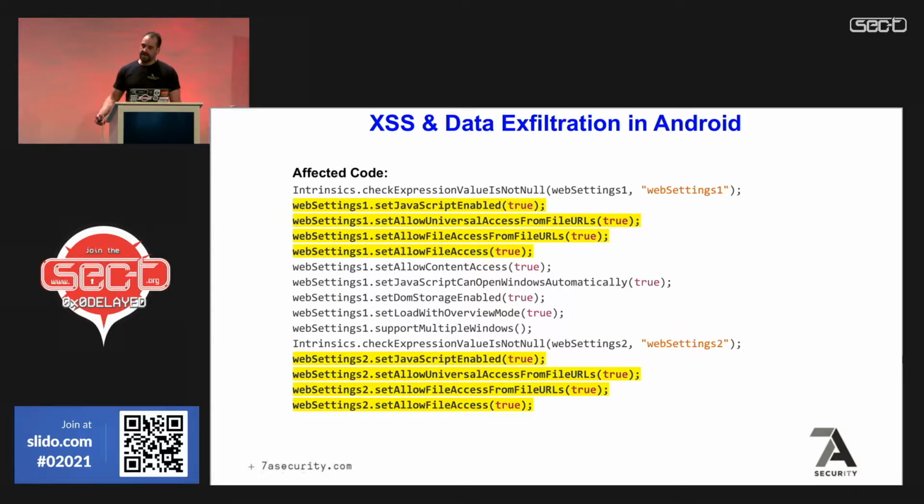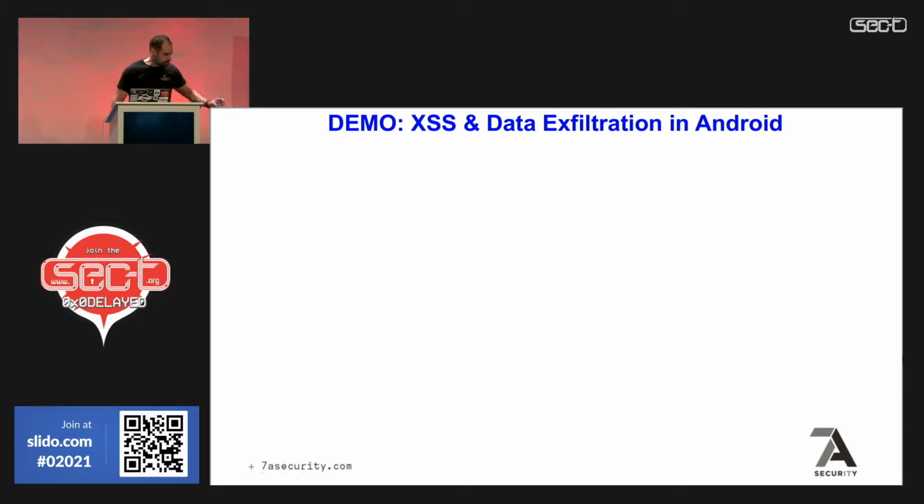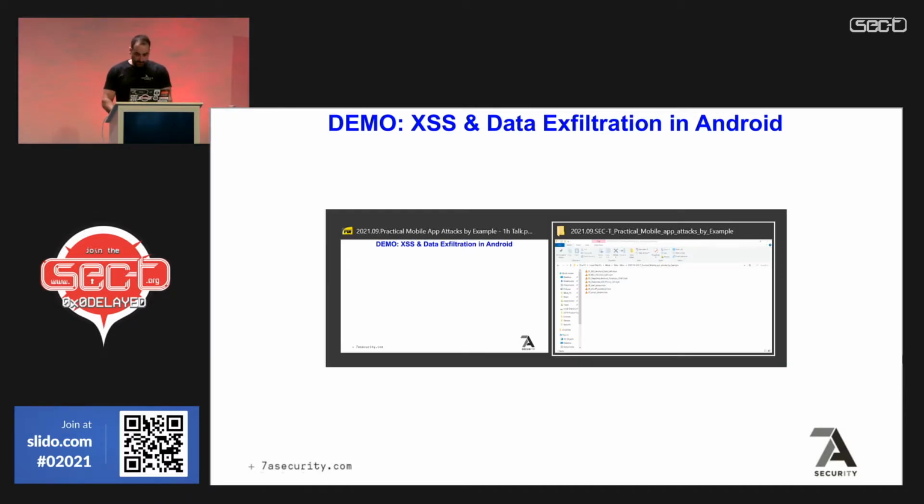In modern versions of Android, you need to have certain insecure settings. Before, this used to be the default, but this was only up to Android 4. Now the developer kind of has to shoot himself in the foot to do this, right? So you need to have JavaScript enabled, and universal access from file URLs, and so on. Also you need a file URL. So let's show this in a demo.